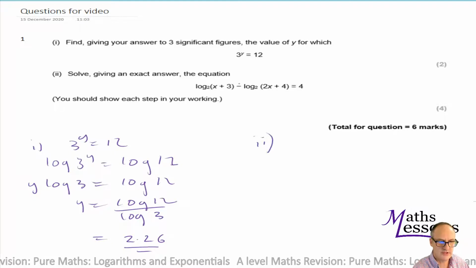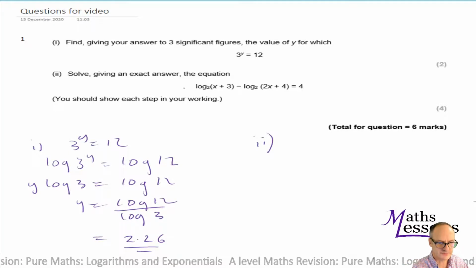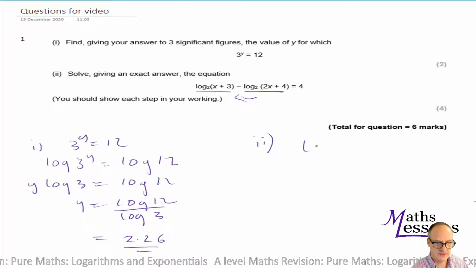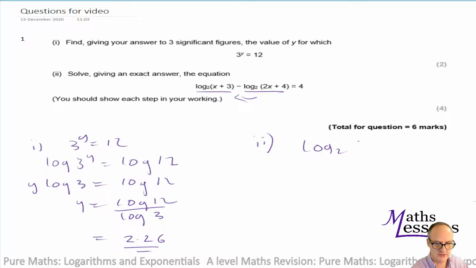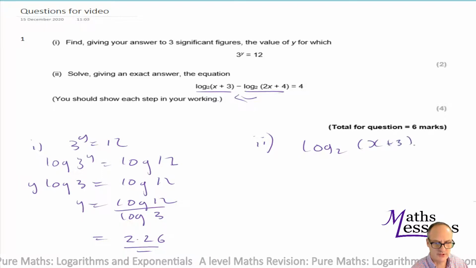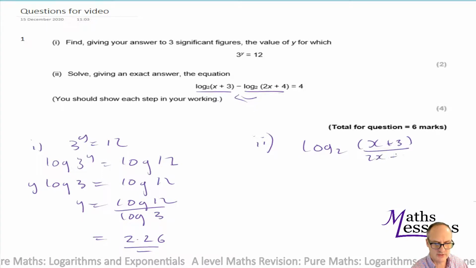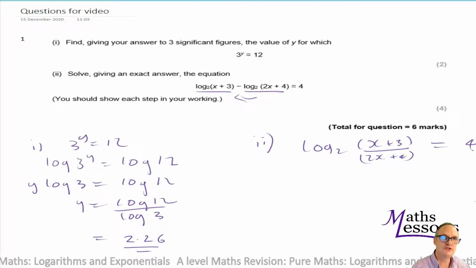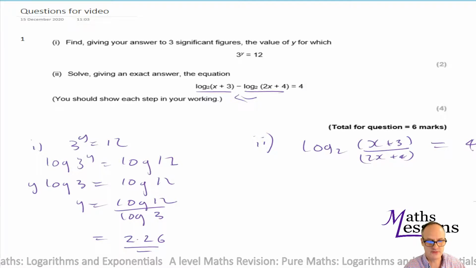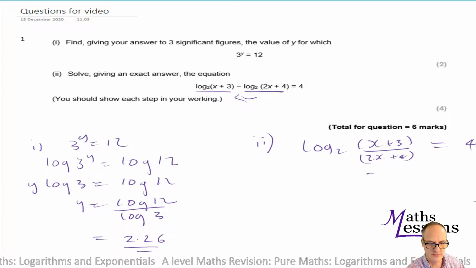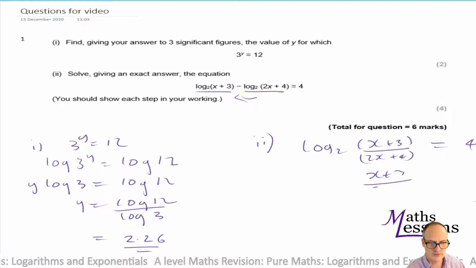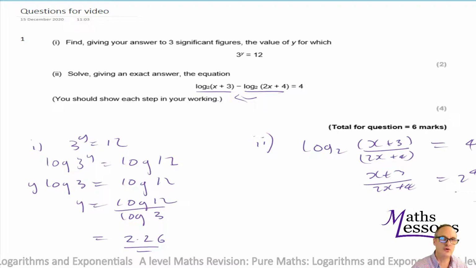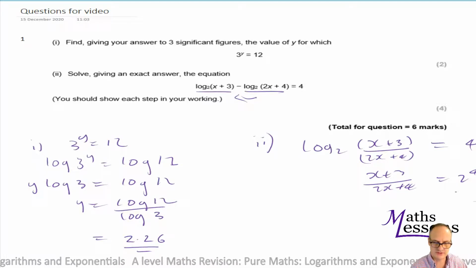Part 2. What you should realize is that when you subtract one logarithm from the other logarithm, effectively you can divide the two arguments. So you get log base 2 of (x plus 3) over (2x plus 4), and that is equal to 4. Then you can undo the logarithm by raising 2 as a power. A power of 2 undoes the logarithm, so we're just left with (x plus 3) over (2x plus 4), and this equals 2 to the 4, which gives us 16.